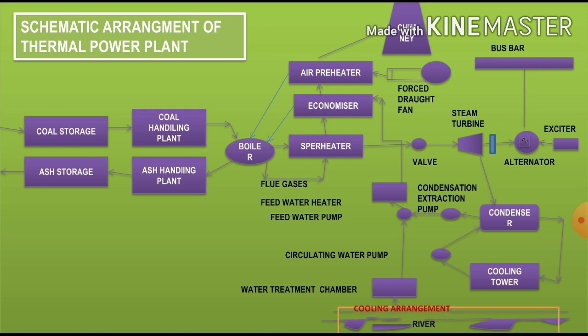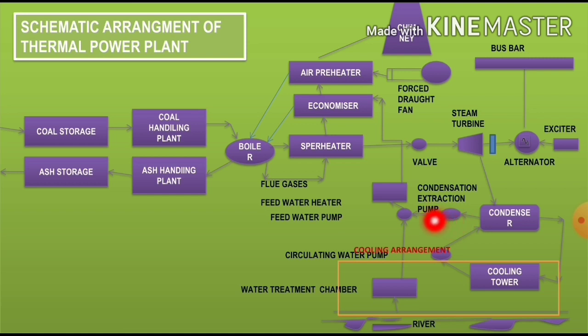The next one is the cooling arrangement. In order to improve the efficiency of the plant, the steam exhausted from the turbine is condensed by means of a condenser. Water is drawn from natural sources of supply such as a river, canal, or lake and is circulated through the condenser.